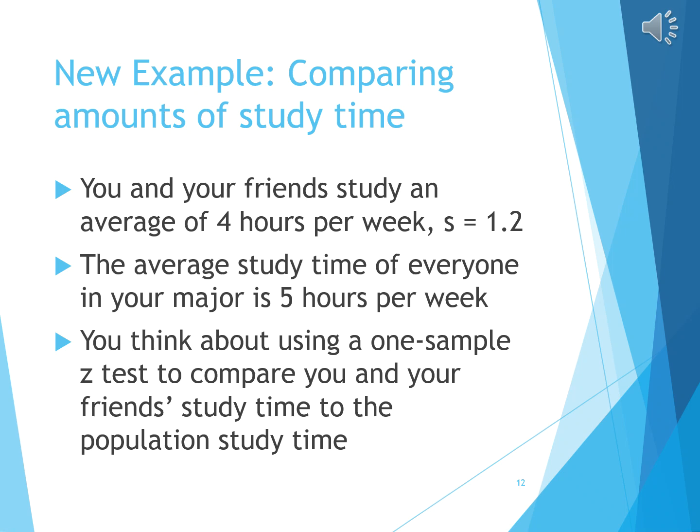And you find that you and your friends study on average 4 hours per week, and that has a standard deviation of 1.2 hours. Then you look up and you find the average study time of everyone in your entire major is 5 hours per week. Okay. You don't know what the standard deviation is. And you think, all right, I'm going to try to use a one sample z-test to compare myself and my friends' study time to the overall population study time.